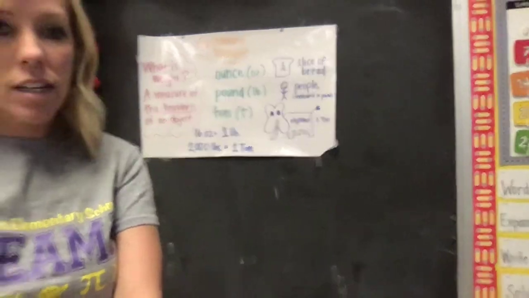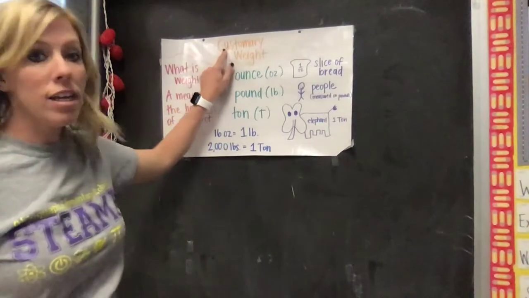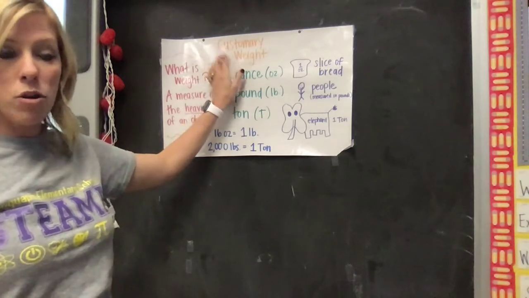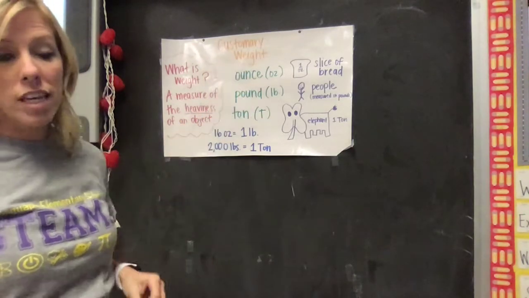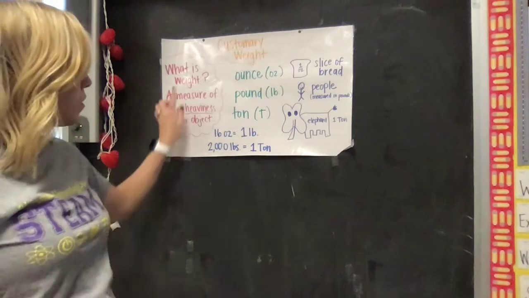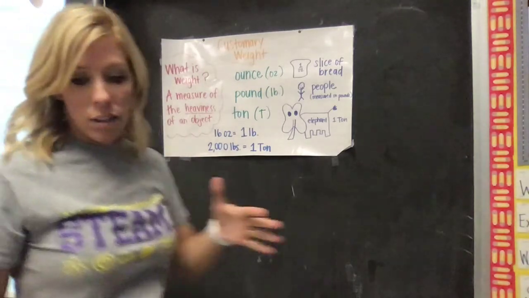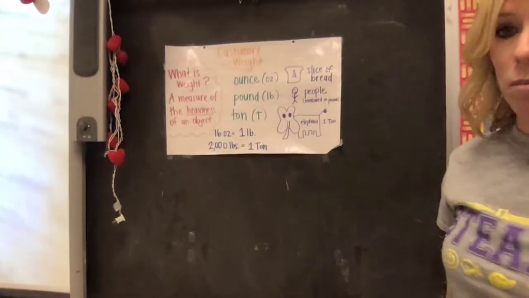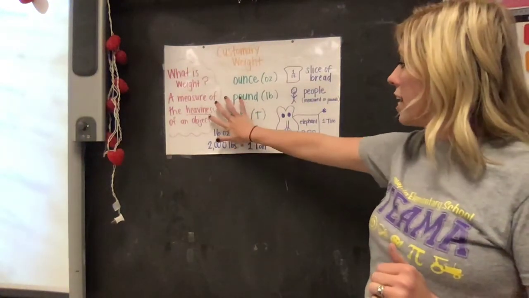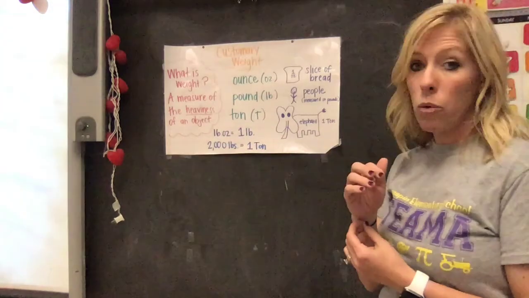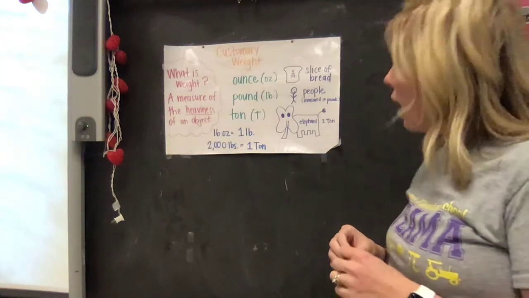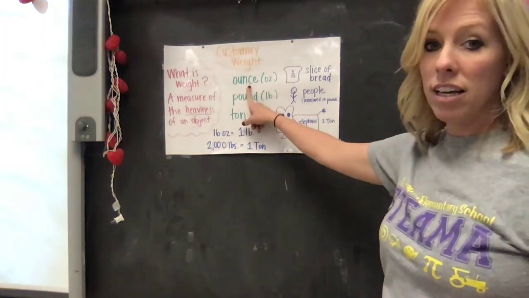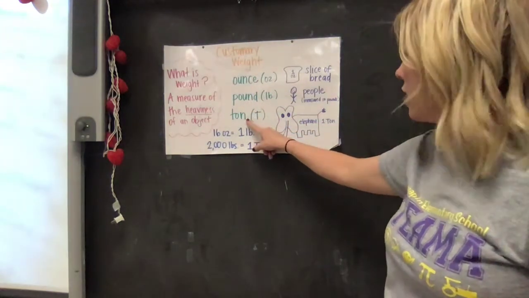Hey boys and girls, today we're going to talk a little bit about customary weight. So again, customary units of weight are the units that we use here in the United States. And when we're speaking of weight, we are talking about the heaviness of an object. So the heaviness of something. So we can figure out the heaviness of something by using the units ounces, pounds, or tons.